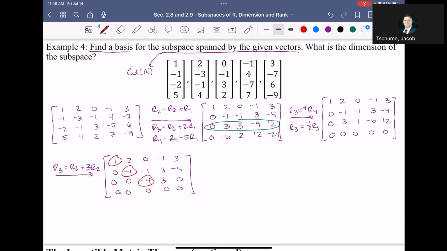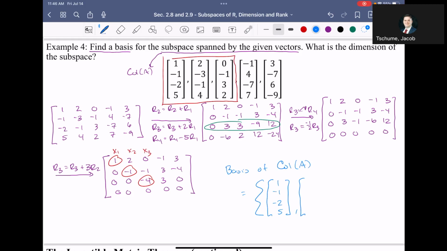You've got your first 3 columns. So this is the x1, x2, x3 columns. If I go back up, the first 3 columns of my problem should denote my basis of the column space. So the basis of the column space of A will equal the set of the first 3 vectors: 1, -1, -2, 5; 2, -3, -1, 4; and finally 0, -1, 3, 2. So there is your basis.